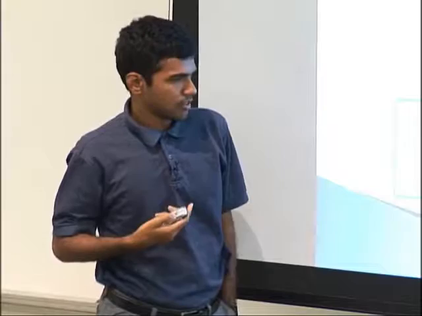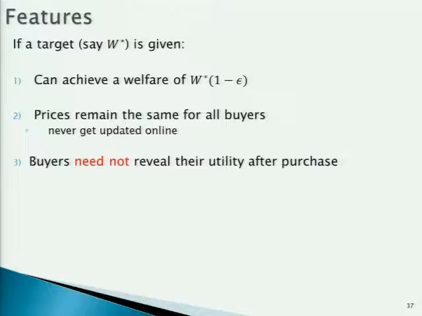And I want to point out that this requirement that bidders reveal their utility after leaving actually can be relaxed if only you assume that there is some target given to you, that the social welfare W star is given to you. You are asked to approximate W star. Then there is no need for bidders to reveal their utility function. And the prices actually remain the same for all the buyers. Nothing gets updated. You post these prices and you're done.